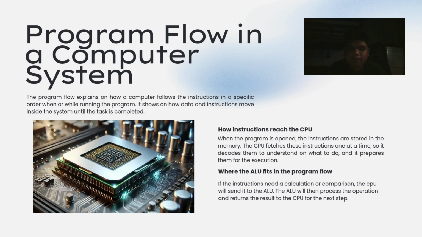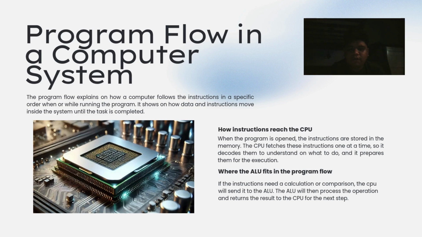The CPU then fetches these instructions one at a time. After fetching them, the CPU decodes each instruction to understand what needs to be done, and it prepares the instruction for execution. So the ALU plays an important role in the program flow. If an instruction requires a calculation or comparison, the CPU will send that instruction to the ALU. Then the ALU will process the operations, such as arithmetic or logical comparisons, and then send the result back to the CPU. The CPU then uses this result to move on to the next instruction.